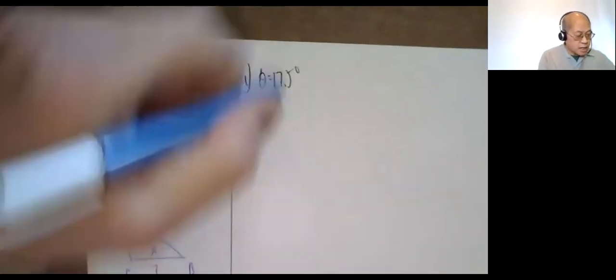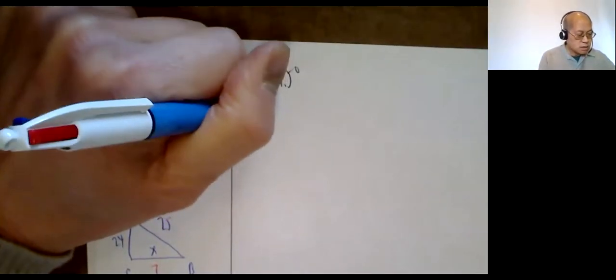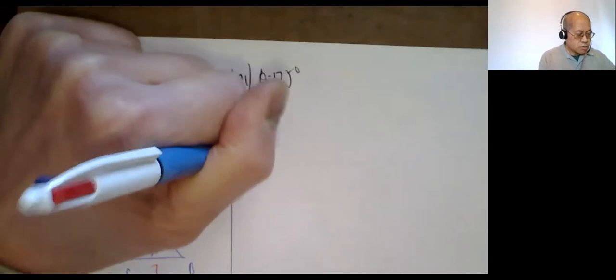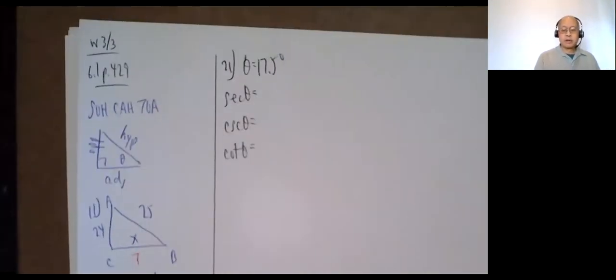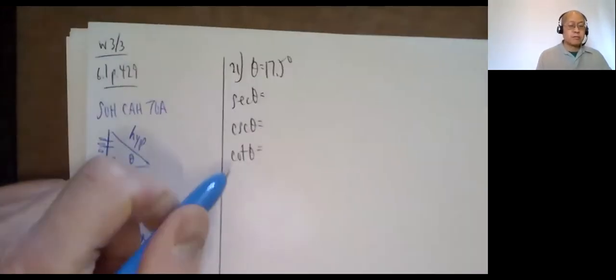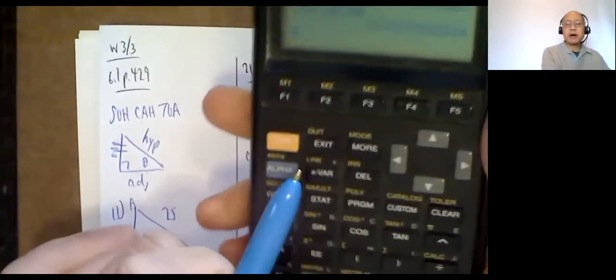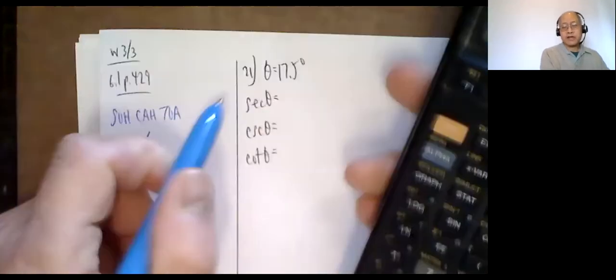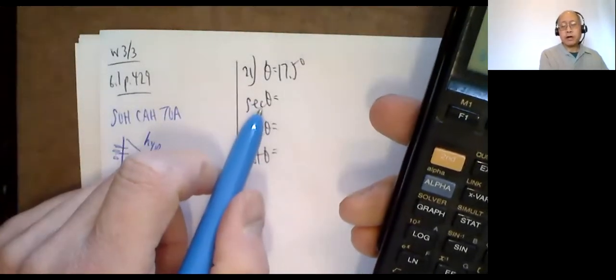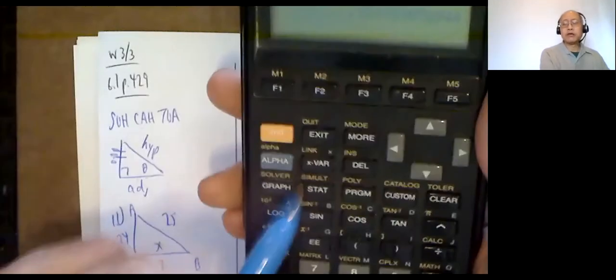All right, so they want secant theta, cosecant theta, and cotangent theta. Now, my calculator does not have these buttons. There's a good reason for it, because we just take the reciprocal, just 1 over. That's a lot easier than having a brand new button.